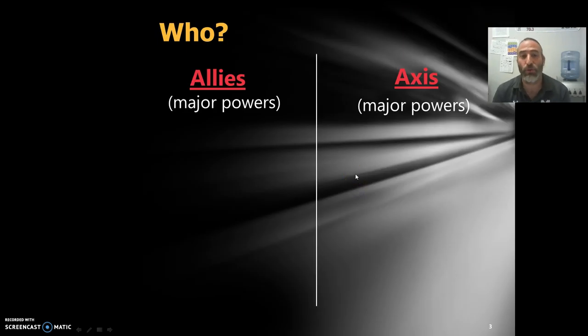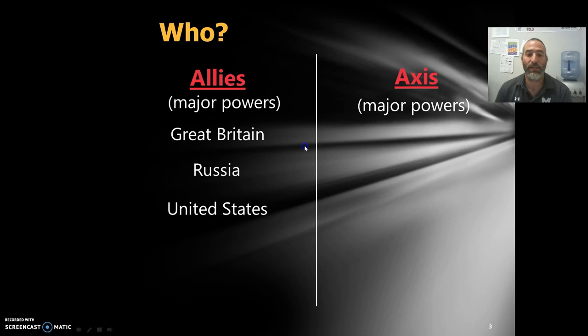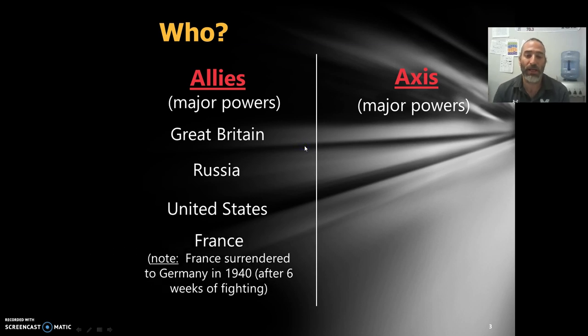The two different sides of World War II, as we saw on that map, are the Allied powers and the Axis powers. The major powers that you need to know from the Allied are Great Britain, Russia, the United States, and France. But France is going to lose to Germany after 6 weeks of fighting in 1940, and it's not until they're liberated that they get new troops to fight against the German army. On the other side, we have the Axis powers, and the three major powers for the Axis are Germany, Italy, and Japan. It's these countries that fight against the Allies.